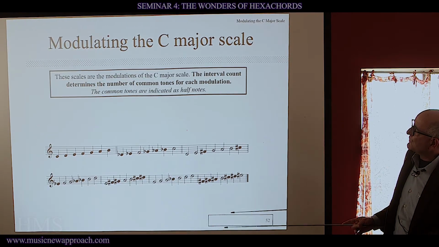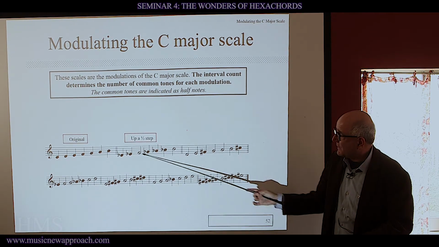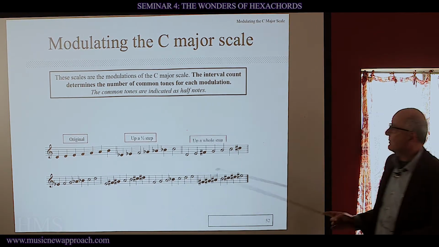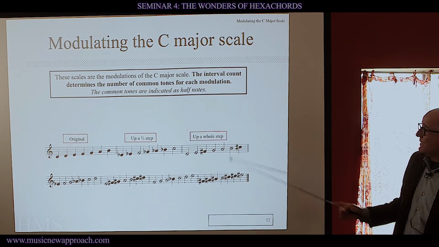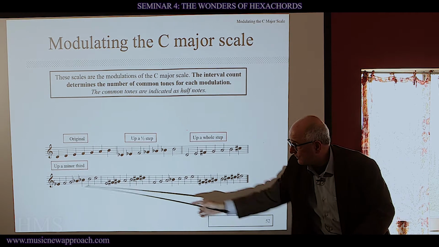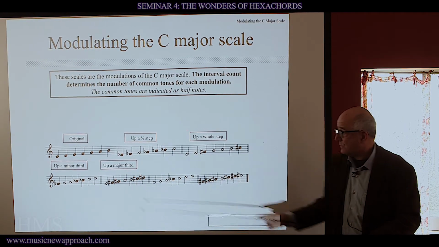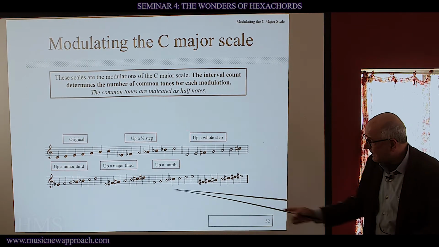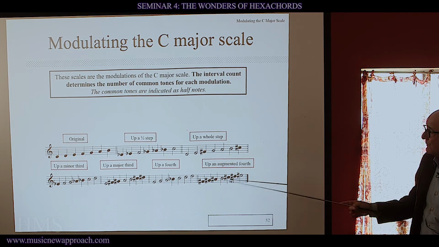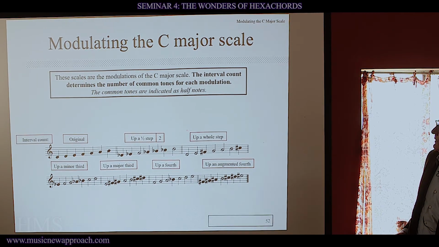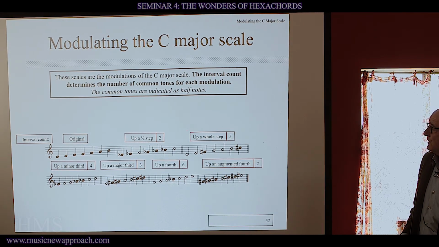So if we modulate the C major scale, and you can see here's C, up a half step, 2 common tones, up a whole step, we have 4 common tones, or 5 common tones, up a minor third, we have 4, up a major third, we have 2 common tones. Up a fourth, we have 6 common tones. And up an augmented fourth, we have 2 common tones. So this same concept is what we're going to do when we do this with hexachords.